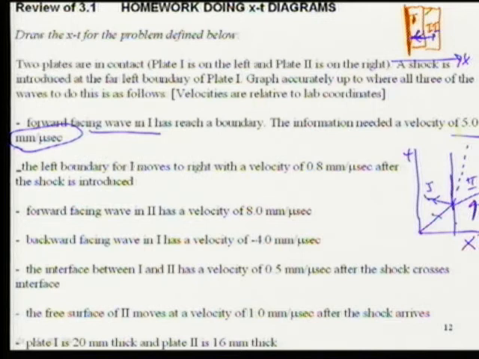The left boundary for material I moves to the right with a velocity of 0.8. So that's going to be this boundary. This is the initial boundary. Let me go another color. But after the shock enters it, it's going to be going at a certain velocity. And remember, the slope of these lines, this is 1 over 0.8.